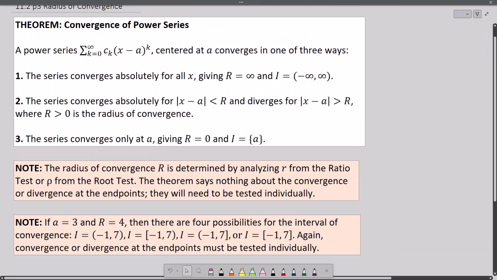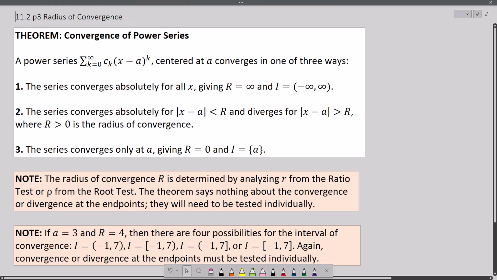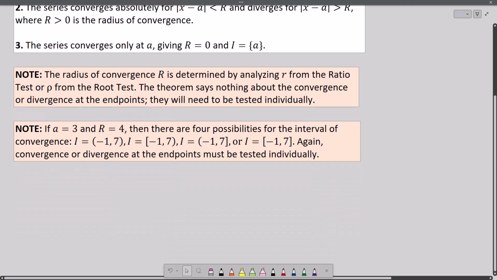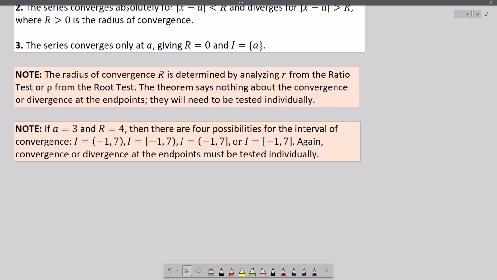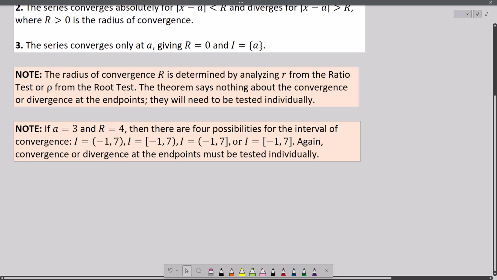So if we have a power series, let's just look down at this note for a second. If our center were 3 and our radius of convergence was 4, from 3 we could go 4 to the right or 4 to the left. That would satisfy this condition. There are 4 possible intervals of convergence. The interval of convergence will be from whatever the endpoints are, -1 and 7.